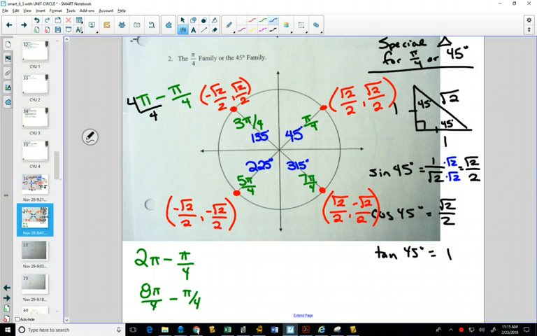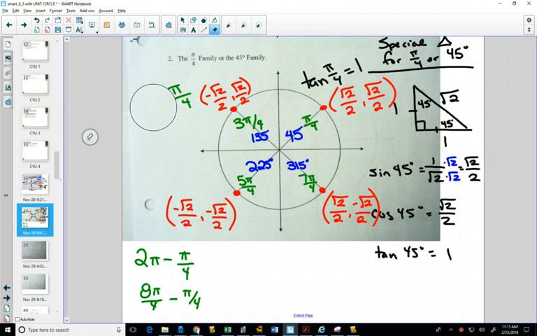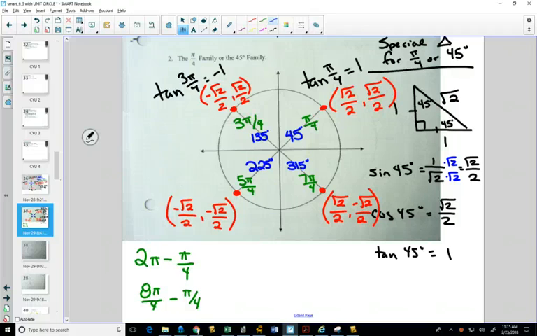And for figuring out tan, well, from our special triangle, we know that tan of pi over 4 is going to equal 1. Can you see that you could use your coordinates to figure that out as well? Root 2 over 2 divided by root 2 over 2 is 1. And in quadrant 2, tan of 3 pi over 4 will be negative 1.